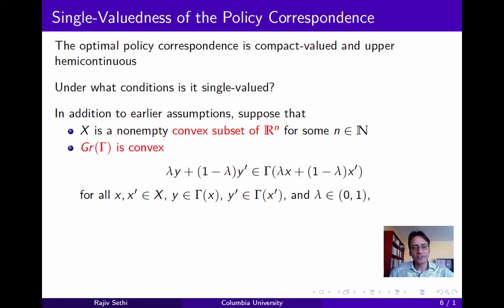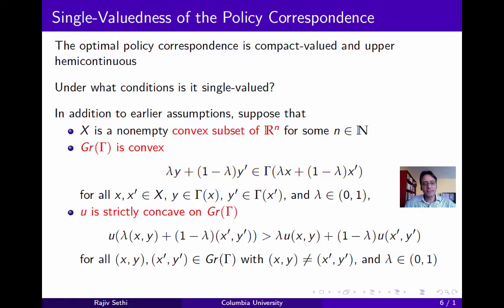Second, that the graph of the transition correspondence gamma is convex. So this states simply that if you take 2 points x and x prime in the metric space, and 2 points y and y prime that are respectively in the images of x and x prime under gamma, then the convex combination of y and y prime must be feasible if you start at the convex combination of x and x prime under the transition correspondence gamma.